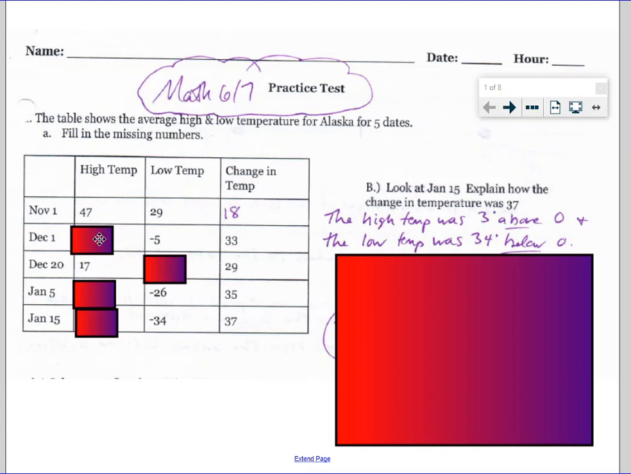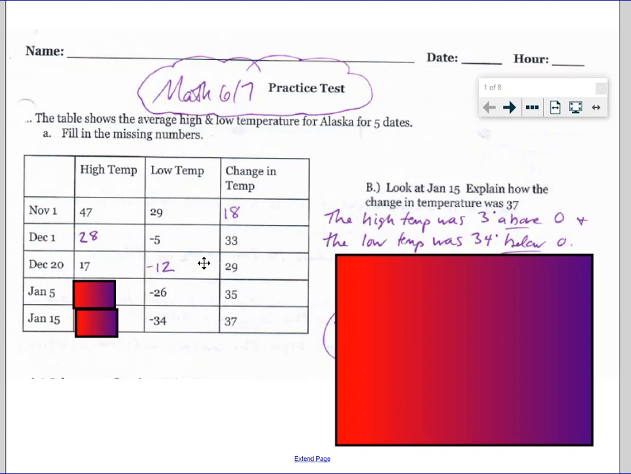Sometimes though you were missing the high temp, but you had the low temp, and then you knew the change in temp was 33 degrees. Well, that would be 33 degrees higher than -5, so that was 28 degrees. In the next row, if you had a high temp of 17 and a low temp that we don't know yet, but we know the change in temperature was 29 degrees that day, we went 29 degrees less than 17. So if we do some subtraction, we end up at -12.